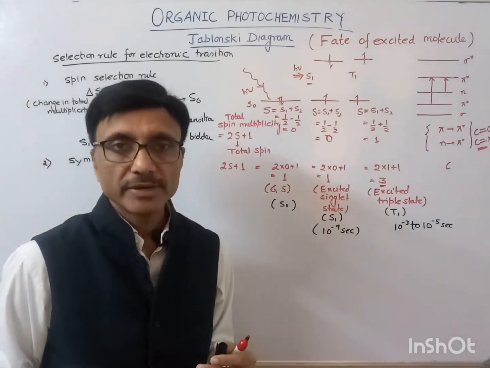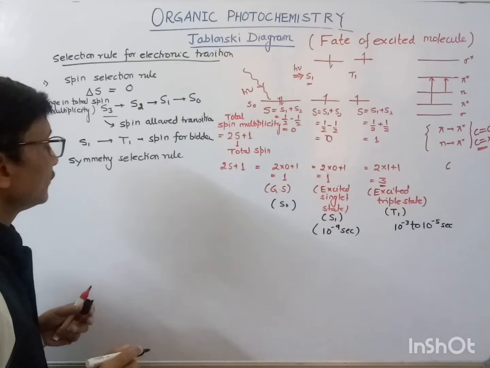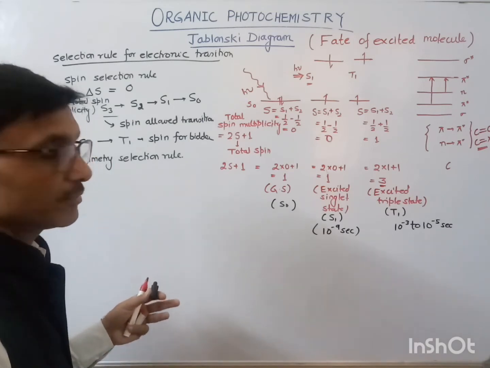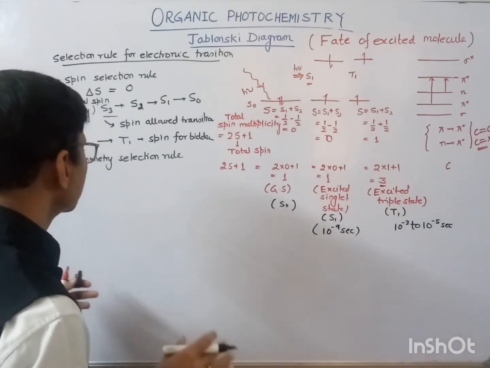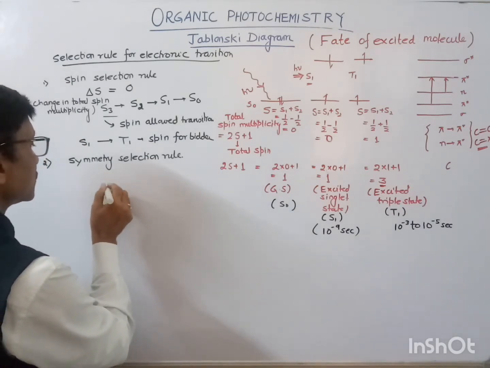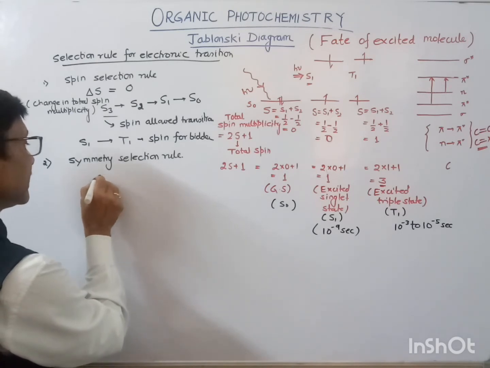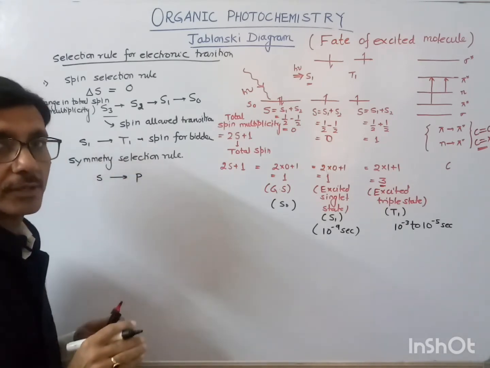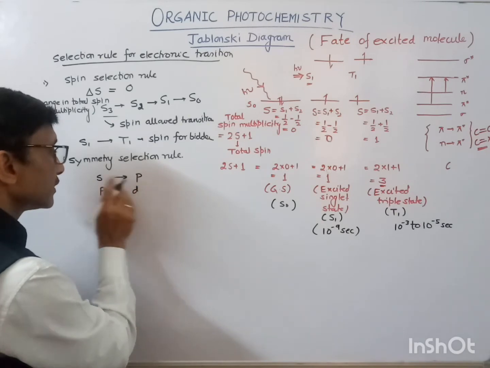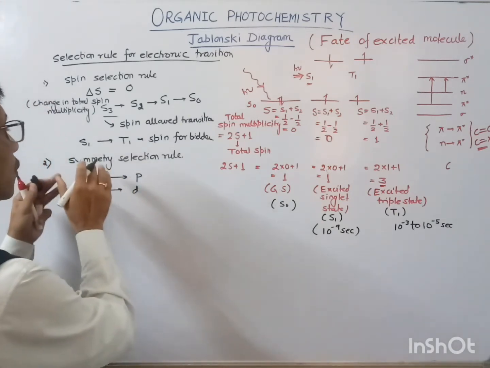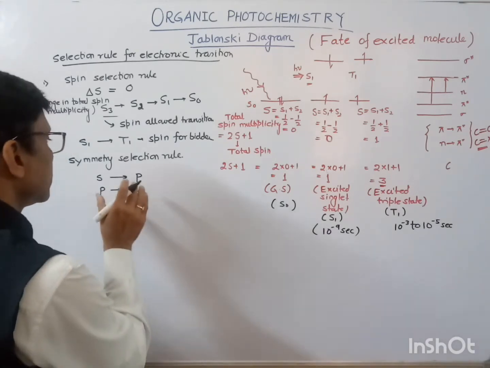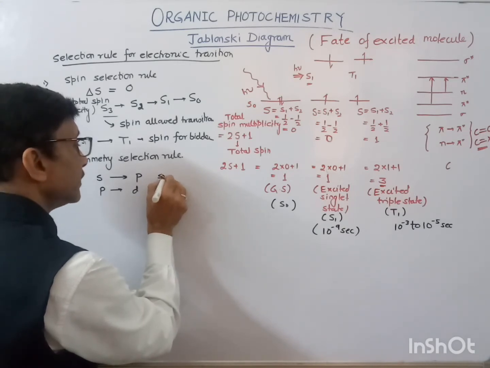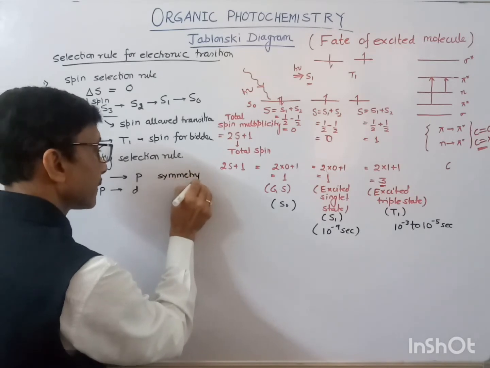an electronic transition is possible between the orbitals only when the symmetry does not change during the transition. Suppose a transition takes place from S to P, or from P to D; here the symmetry of the orbital changes. It is also called the orbital selection rule. So the symmetry changes. That's why this is said to be a symmetry forbidden transition.